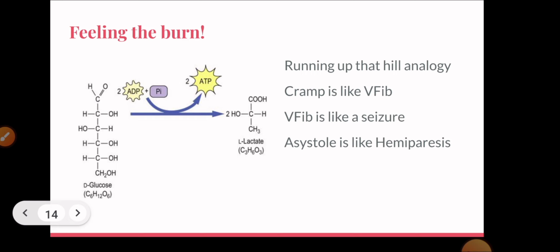And then when the organ runs out of energy, the heart, I guess, stops, and that's asystole. And when the brain section in question stops, then that's your hemiparesis in stroke kind of idea.